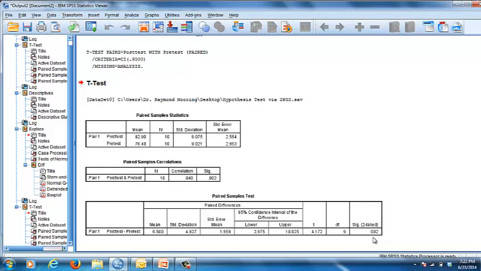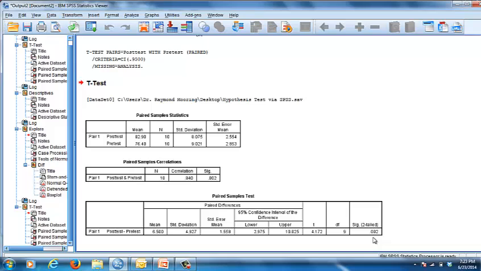Okay? So I would reject it and say there is evidence to suggest that the tutoring session worked. On average, scores increased by 6.5 points. However, it's likely that the increase could be anything as low as 2.9 points up to 10 points. And that's it. Okay? There is your test.